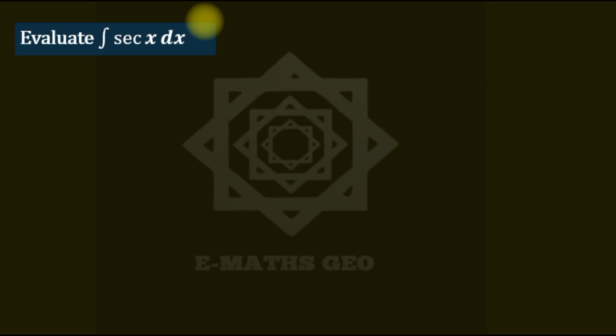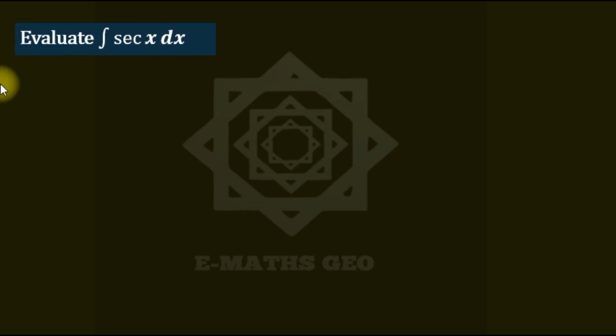So looking at the trig functions, we know that the derivative of sine is cos, meaning that the integral of cos is now sine. Or maybe the derivative of tan is sec squared, meaning that the integral of sec squared is tan. But what we have here is sec x. Assuming it were to be sec squared, the answer is tan x. So we're going to use a property.